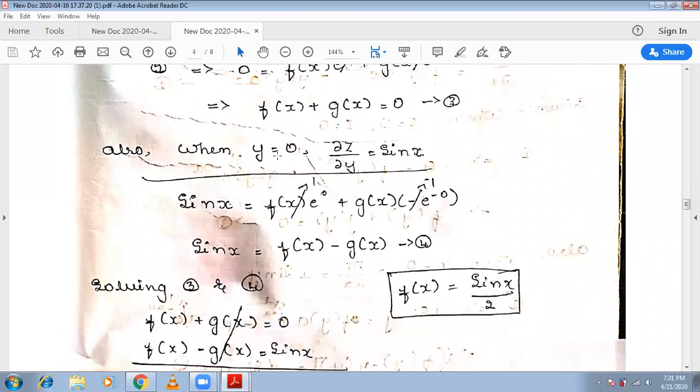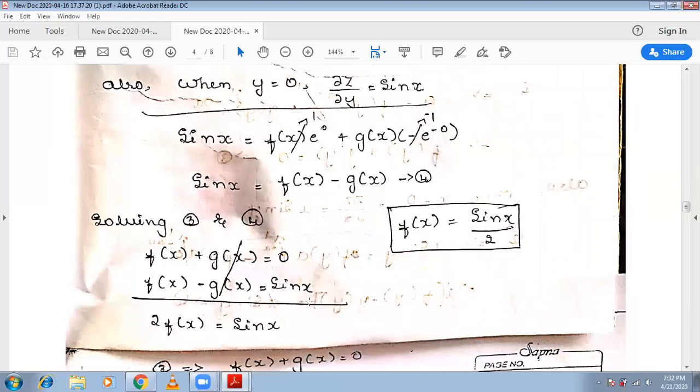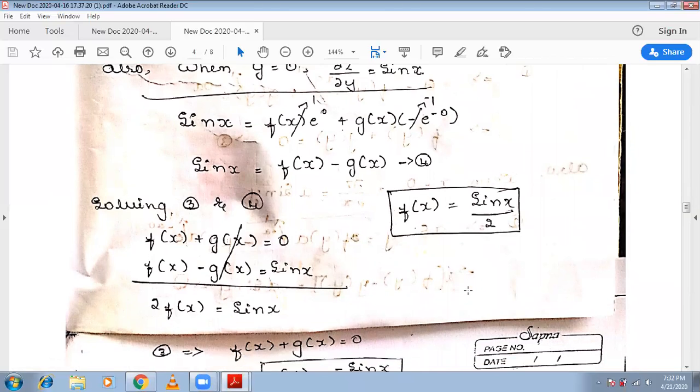Apply the second set of conditions. Y is equal to 0, del z by del y is equal to sin x. In place of del z by del y, put sin x. In place of y, put 0. We obtain f of x minus g of x is equal to sin x. Call it equation 4. Solve 3 and 4. We get 2 f of x is equal to sin x, or f of x is equal to sin x by 2.